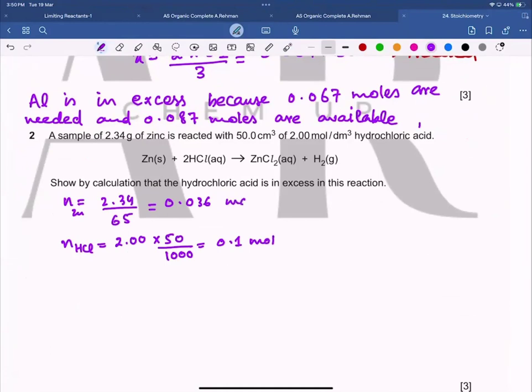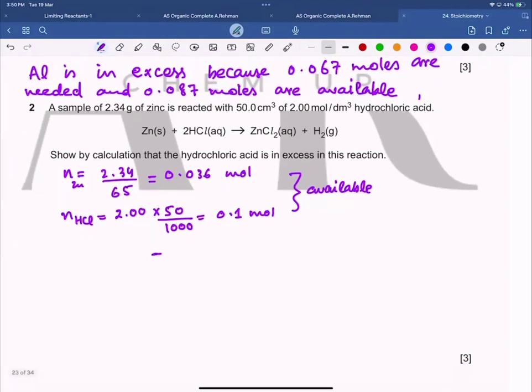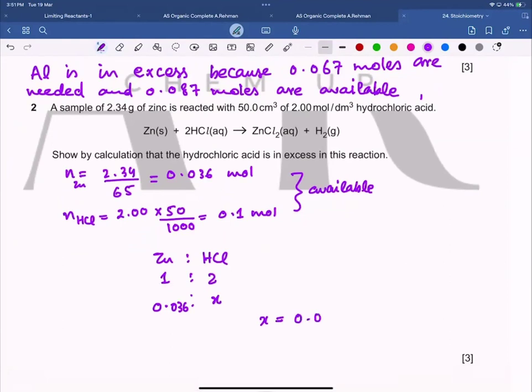So these are the moles of both the substances which are available. Now, as they have told you to show HCl is in excess, I'll take the ratio from the equation. I'll make HCl X and use the available amount of zinc. So if you calculate the X, what you will get? Sorry, I'm making a mistake. For 0.036 moles of zinc, 0.072 moles of HCl.